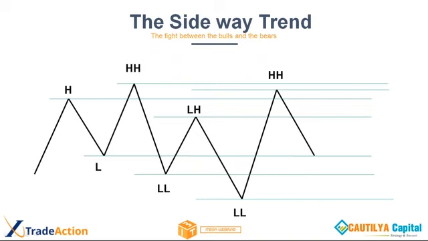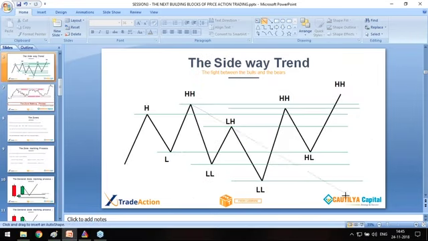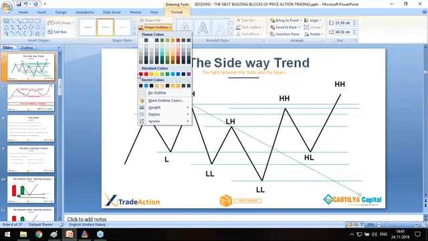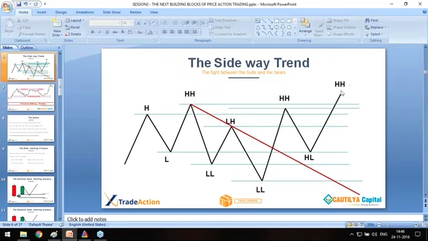I can draw a trend line. Perfect. That's pretty good. Perfect it is. This is a very valid trend line. Why? For three obvious reasons.